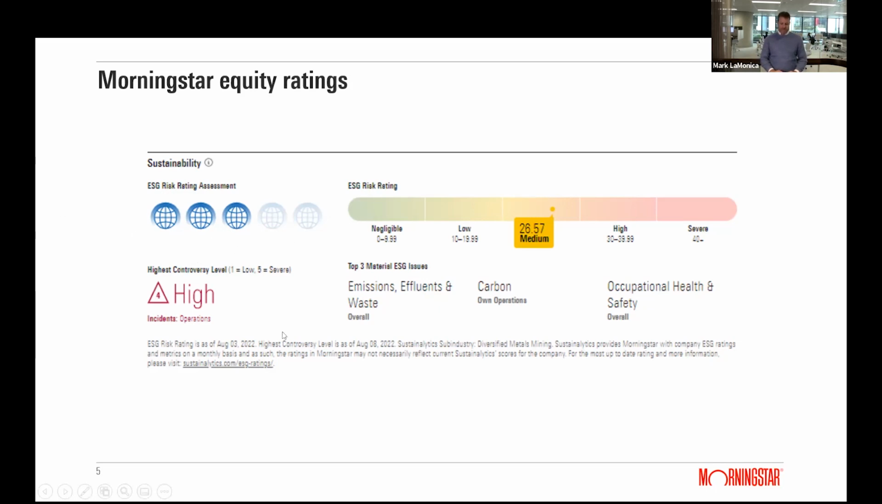And then you can see, and this is actually BHP right here, I should have left the name up there, of all the different things that could be controversial about what a company is doing, what is it? So operations. It's a little bit controversial, whether it should be or shouldn't be, to go out there and mine a bunch of stuff, especially when you have coal operations like BHP. And then, what are the three biggest issues? There you go. Not surprising, given what kind of business they're in, but those are the equity ratings that we have around sustainability.